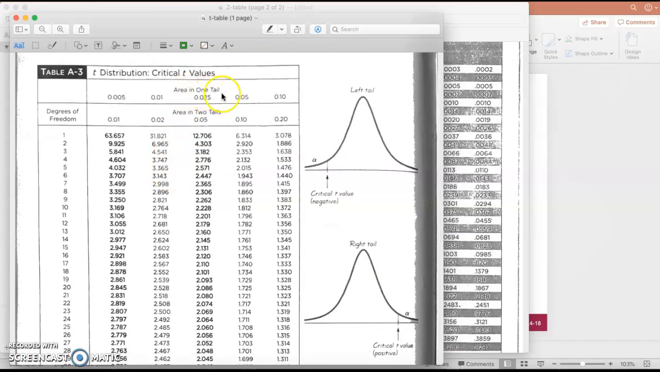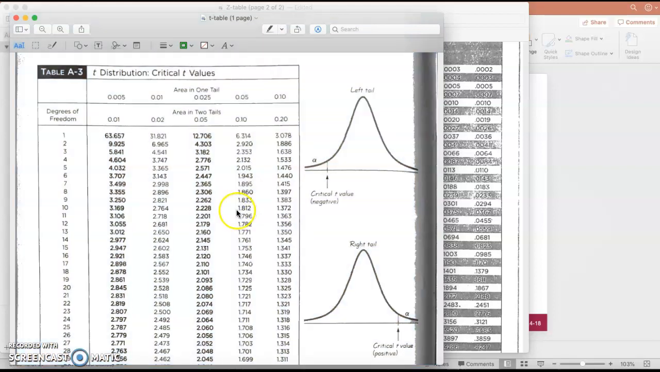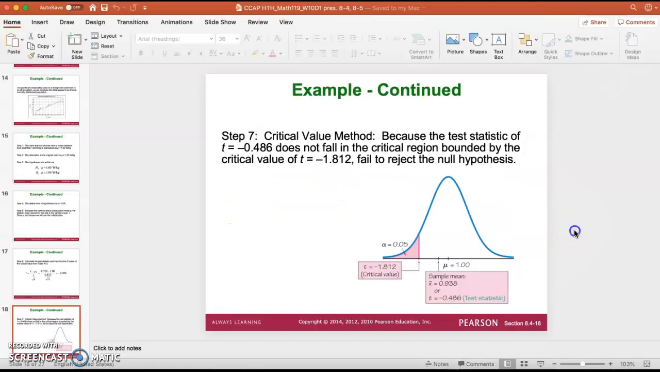And now how I find that negative 1.812, I come to the t-table, and I want to look for where I've got the area in one tail, and this area corresponds to that significance level, or alpha, of 0.05. So I'm going to look in this column here, and my degrees of freedom is still just the sample size minus 1, so my degrees of freedom would be 10 in this case. I just see where those meet, and I see that my critical value is that 1.812 right there. But since this was a left tail test, I go ahead and make that 1.812 negative. And that's how I got that critical value of negative 1.812.